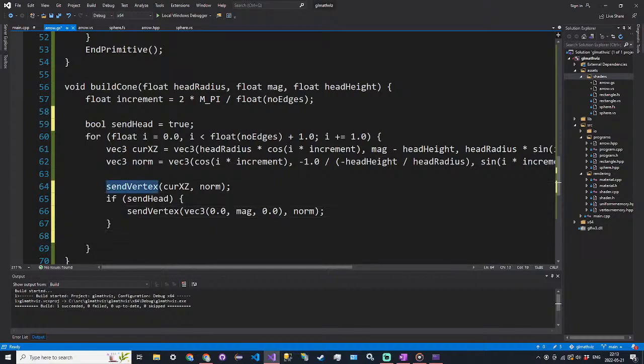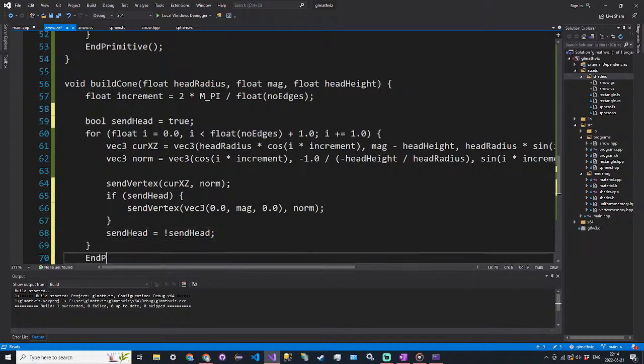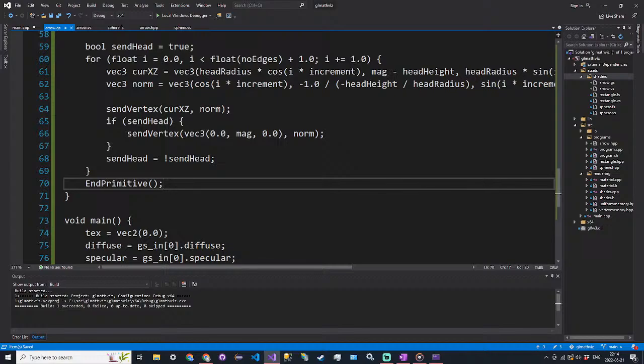So we send the current XZ coordinate and the normal. Send the head, and then we just invert that boolean. So sendHead is equal to not sendHead. And then afterwards we end the primitive. And that is that. That is the geometry shader.